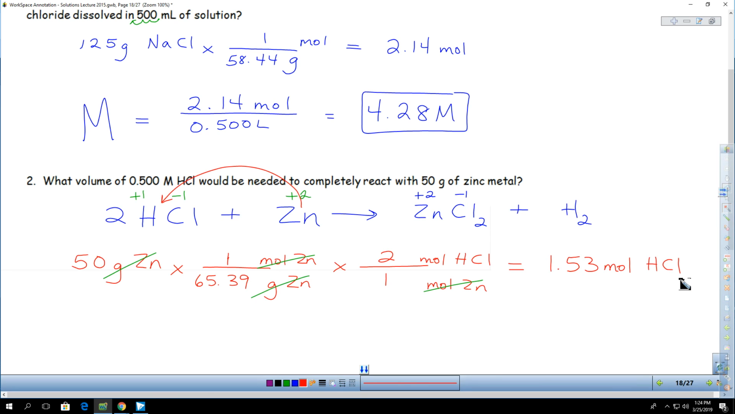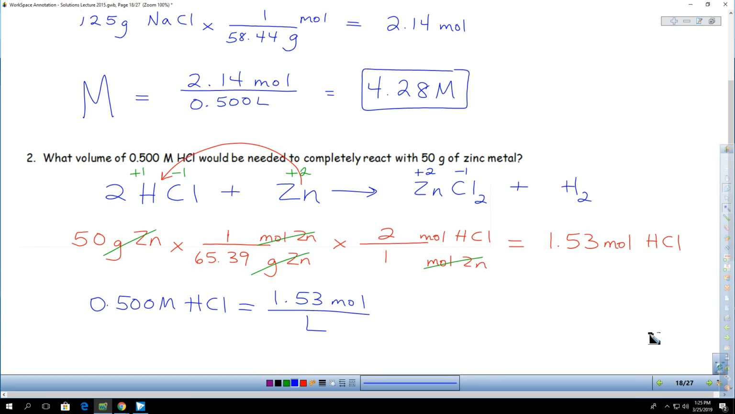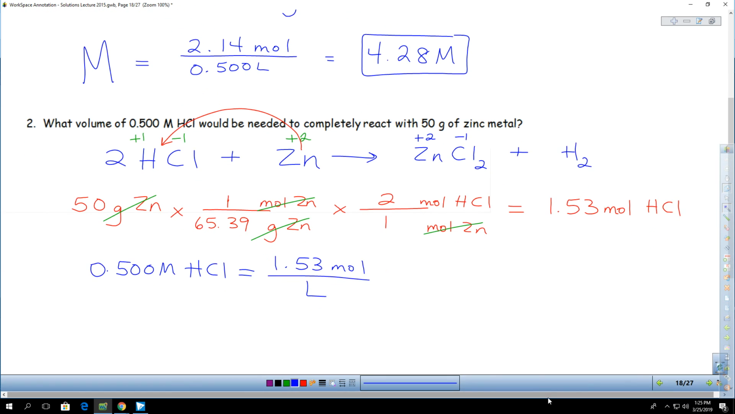Now that we have moles of HCl, we can look at the problem and they give us the concentration. They tell me that it's a 0.5 molar HCl solution. Molarity is a measure of moles per liter or volume. And so I can take that 0.5 molar HCl and then say, well, I know how many moles I need. I want 1.53 moles of HCl and then leave volume as your variable, which it's going to come out in liters. And if it ends up being small, then maybe I would really measure it in milliliters in the lab.